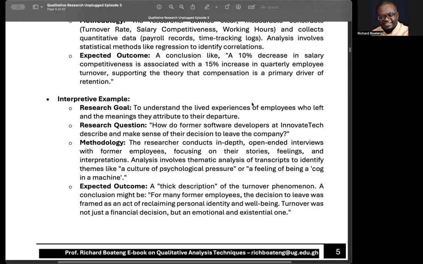Turnover, in this context, was understood as an emotional and even existential response to the work environment. It's about the depth and texture of human experience. That's a very different kind of understanding.